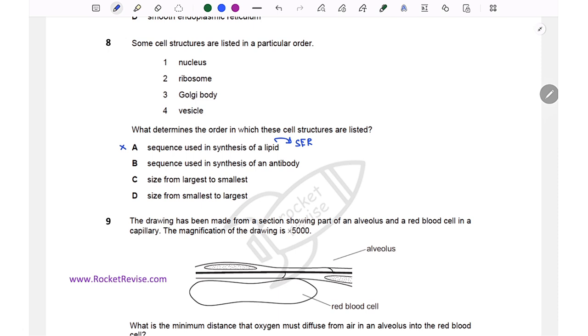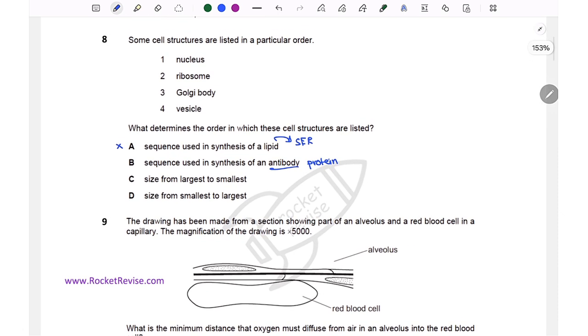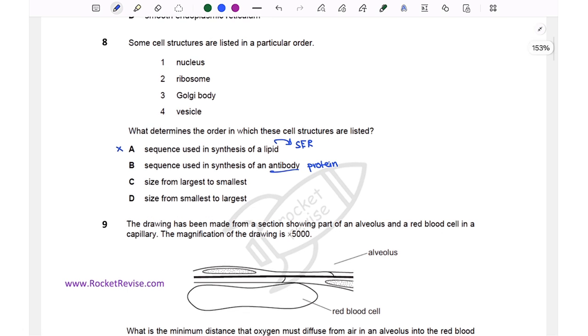Sequence used in synthesis of an antibody, which is a protein. So you can see, it's a nucleus, transcription happens, then ribosome, translation happens, Golgi body, the packaging happens, and then vesicle, where it's released in the form of vesicle. So that's going to be our answer. Let's see why not the other ones. Size from largest to smallest, that's not the case because ribosome should be the smallest. And then D, size from smallest to largest, that's not the case because nucleus is not the smallest, it's the largest.